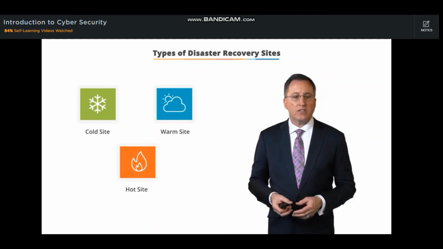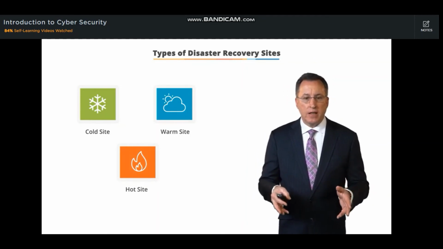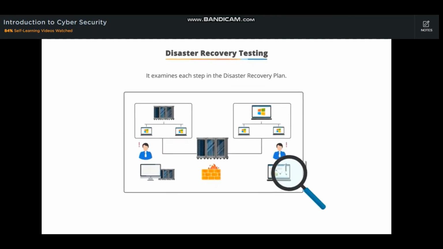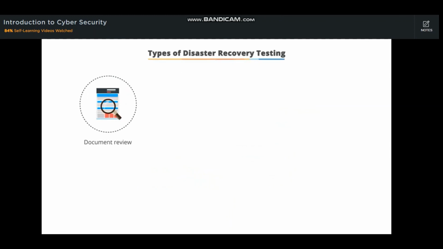Hot sites. A hot site is a fully functional backup site that already has important data mirrored to it. Disaster recovery testing is the examination of each step in a disaster recovery plan as outlined in an organization's business continuity, disaster recovery, or BCDR planning process. It should be done periodically. Here are the 5 types of recovery tests. A document or paper test. Individuals read and annotate recovery plans. Sometimes a document paper test is called a tabletop.